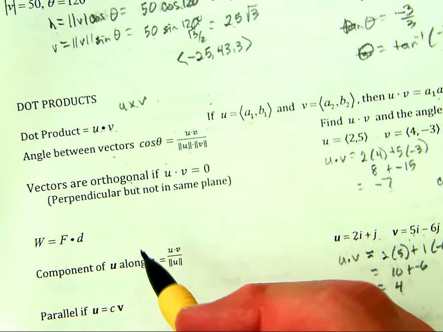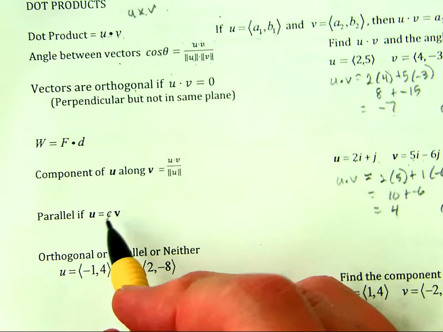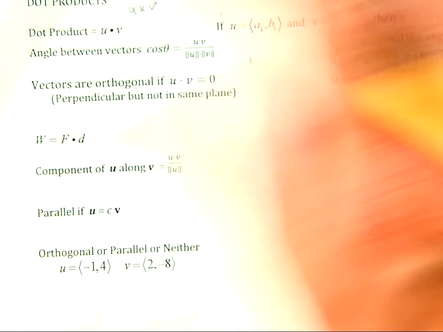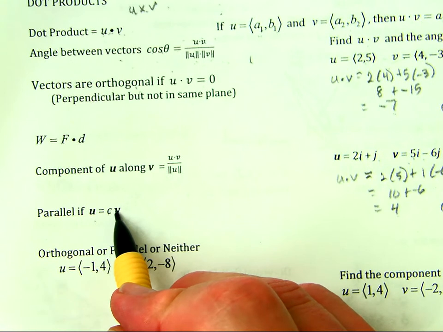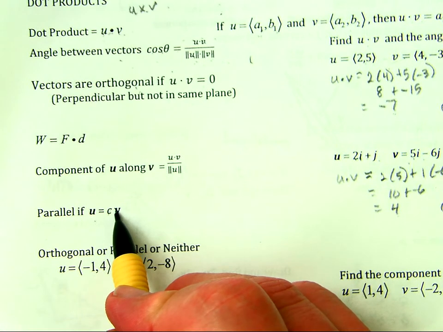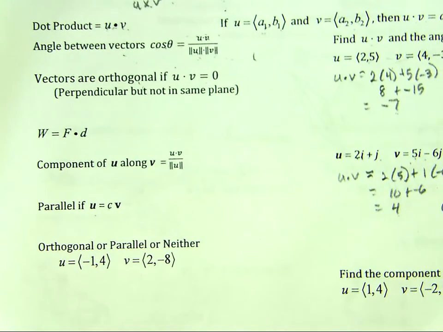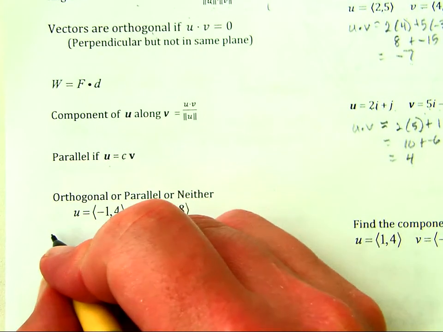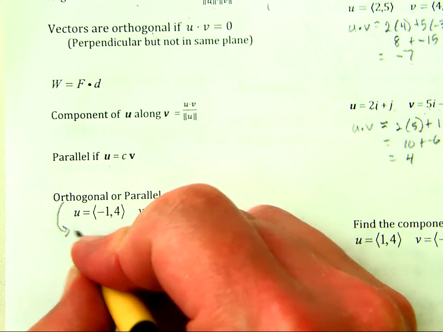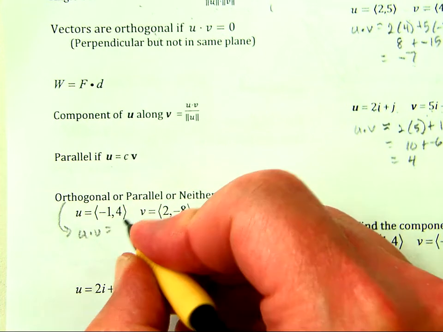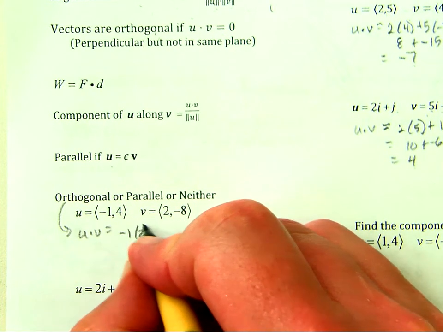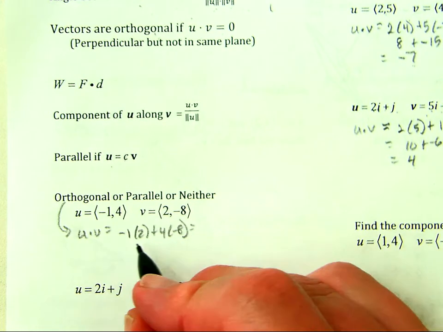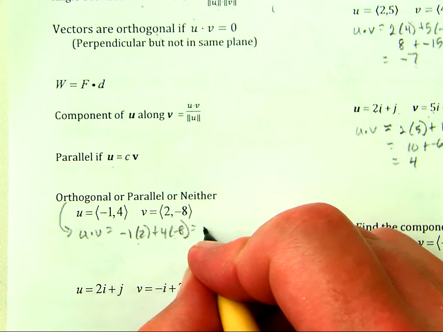They're parallel if one of them is a multiple of the other one. So if you can take one of the vectors and do scalar multiplication and it equals the other vector, then they're parallel. Like these two, if I want to see if they're orthogonal or parallel, well, for orthogonal, I'm going to take u dot v. So that'll be -1 times 2 plus 4 times -8. Well, that's -2 plus -32, -34.